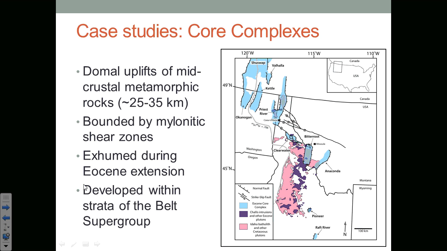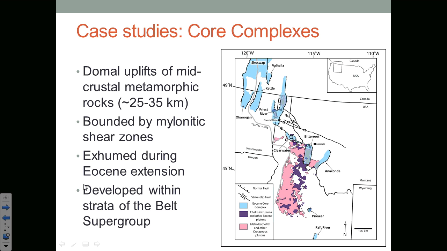Okay, so I want to show you a few different data sets using this, and the first is from work I've been doing the last few years on the metamorphic core complexes in the northern Idaho panhandle. Metamorphic core complexes are domal uplifts of mid-crustal metamorphic rocks. In the northern Rockies area, they're typically exhumed from 25 to 35 kilometers depth. They're exhumed because of the post-orogenic extensional processes that occur.